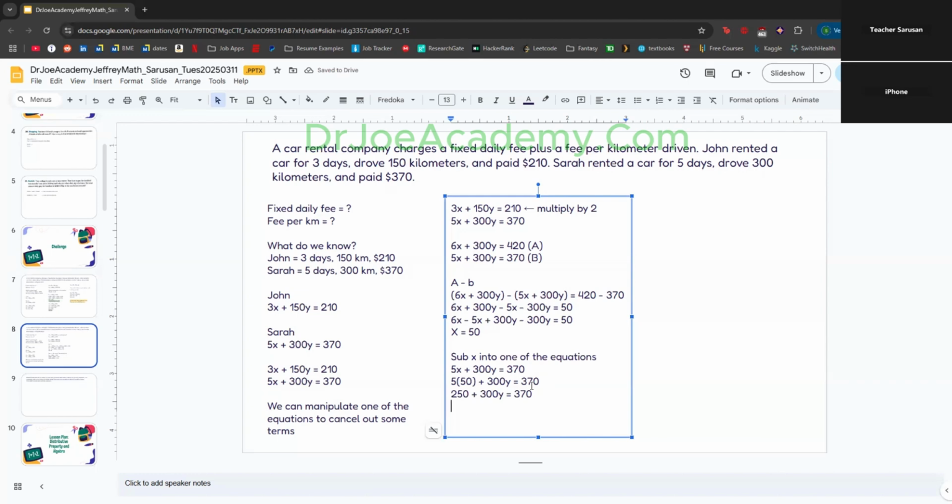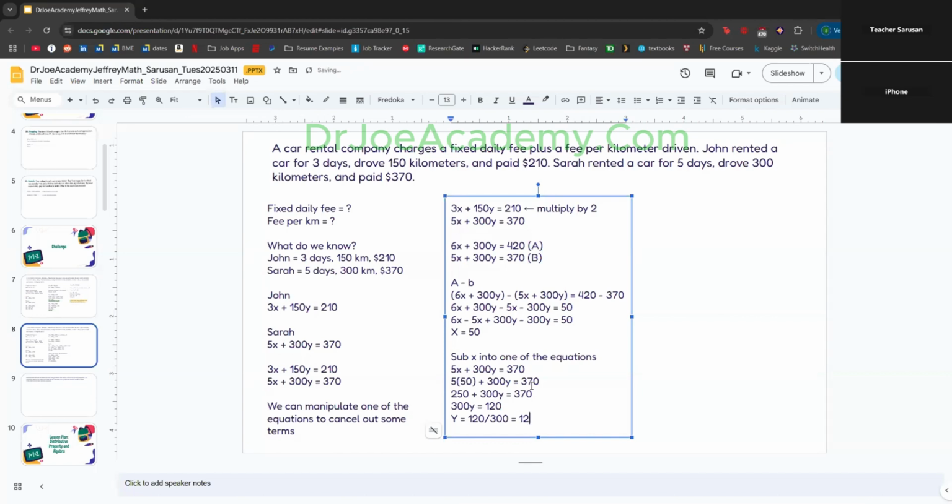How do we solve for y? We've got to solve for this one too. Yeah, well, it's going to be the same answer. Maybe move the 250 to the other side. Yep, perfect. So 370 minus 250, that's 120. Y is going to equal 120 over 300. That's 50? Wait, no, is that 50? No, it's not. Let's simplify that.